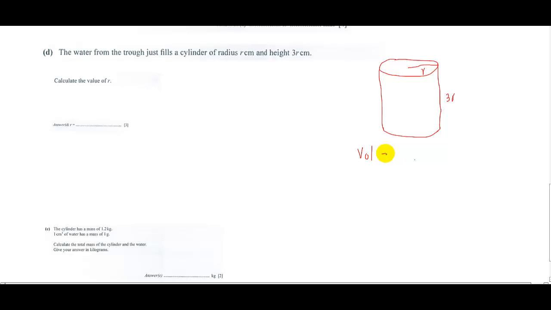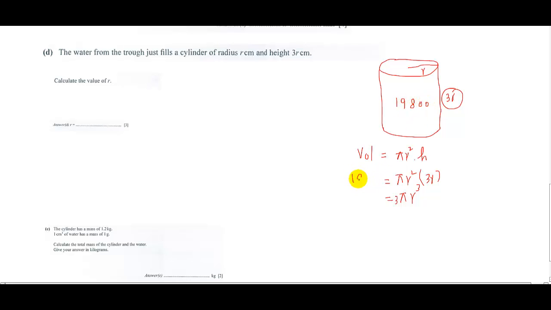The cylinder is also a prism, so we will use the same formula, base area times height. Its base is a circle, the area of the circle is pi r square, and the height is 3r. So it is 3 pi r cube. When you fill the whole water from the trough into this cylinder, the volume will be same as the volume of the water in the trough, and that was 19,800 centimeter cube.